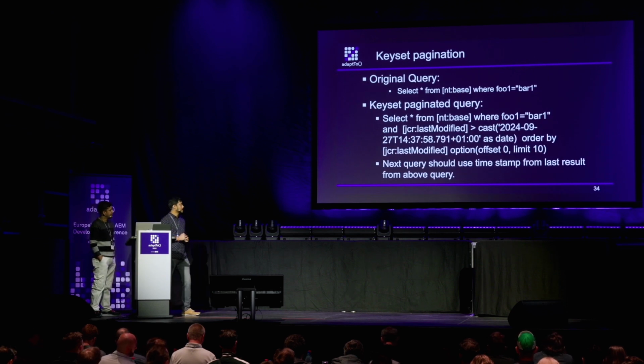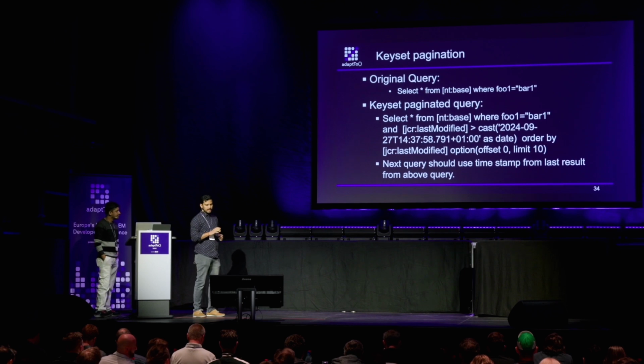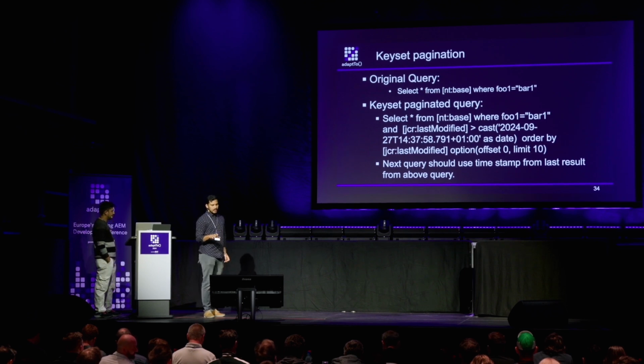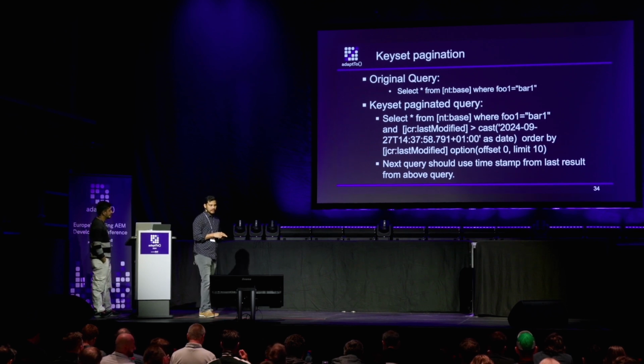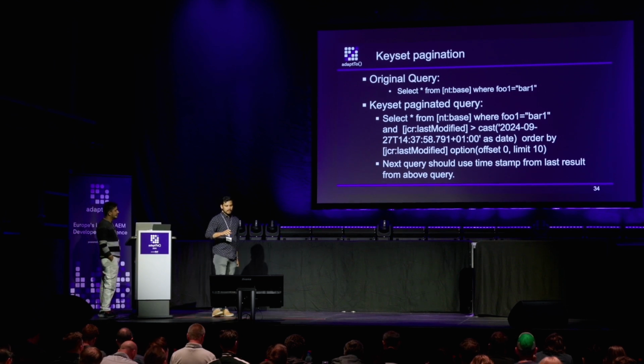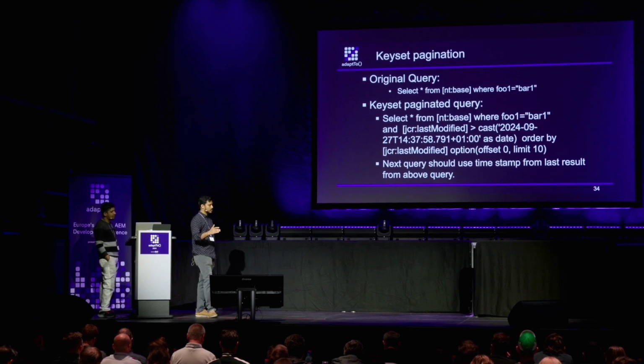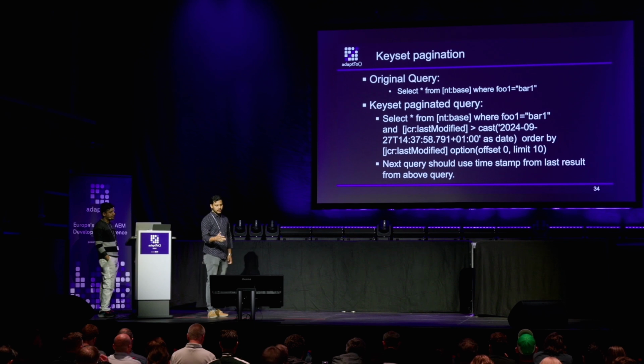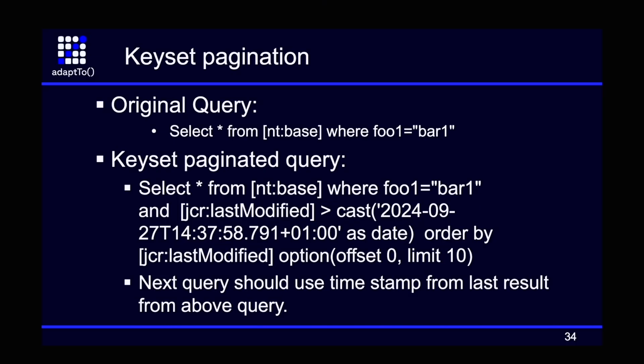So let's take an example. The query that we had: select star from nt:base where foo1 is equal to bar1. The key that I was mentioning, which should be ordered, let's say that is jcr:lastModified, and it is an ordered property. So you can modify the original query to a keyset paginated query where we are basically setting jcr:lastModified is greater than some timestamp, and you are ordering by jcr:lastModified. Here we also added the limit so that you just get the first 10 results.